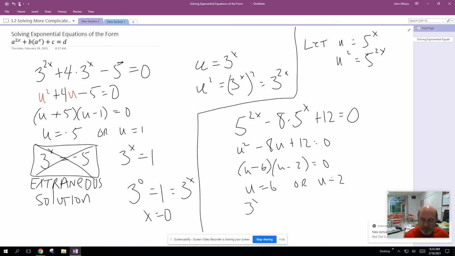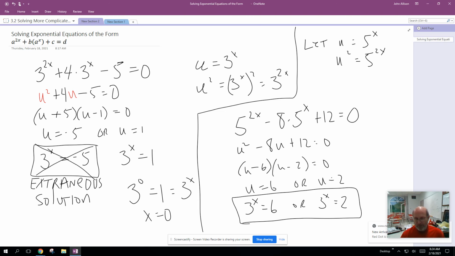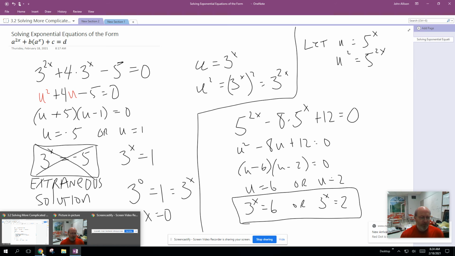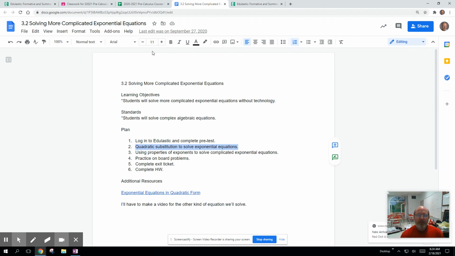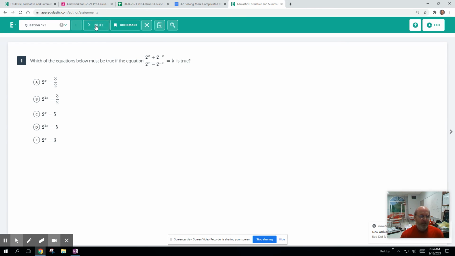Now that means 5 to the x equals 6 or 5 to the x equals 2. And while you don't know numbers that are going to make that true today, later on this week or next week, we will learn how to solve those equations for x. But in the problems you see today, you will most likely only be asked to, let's see if we have one like that. There's one, we'll do those in a minute. Oh, they're all like that in the pretest.